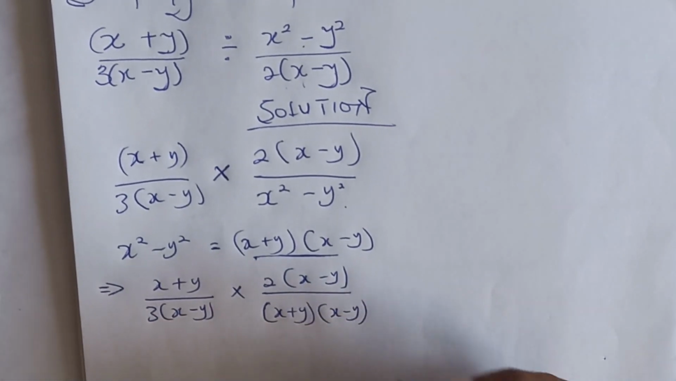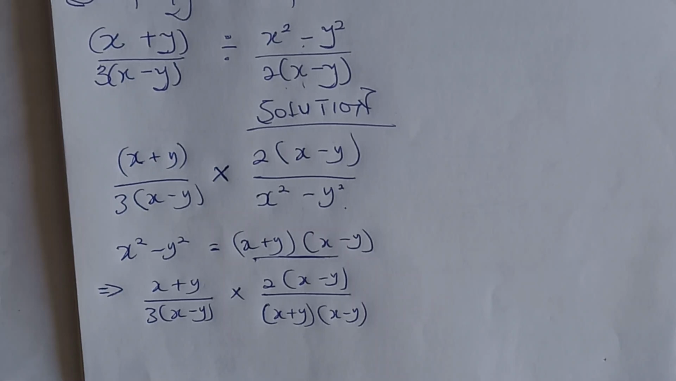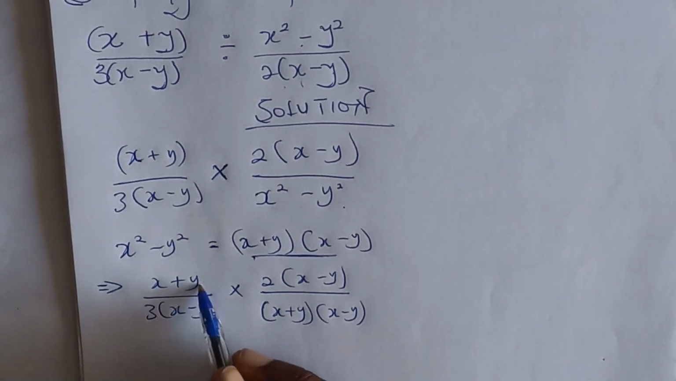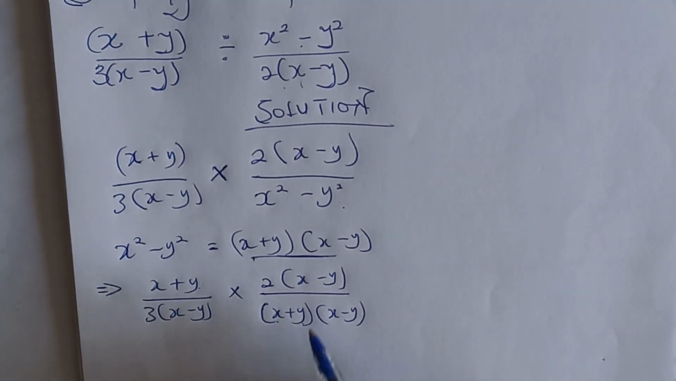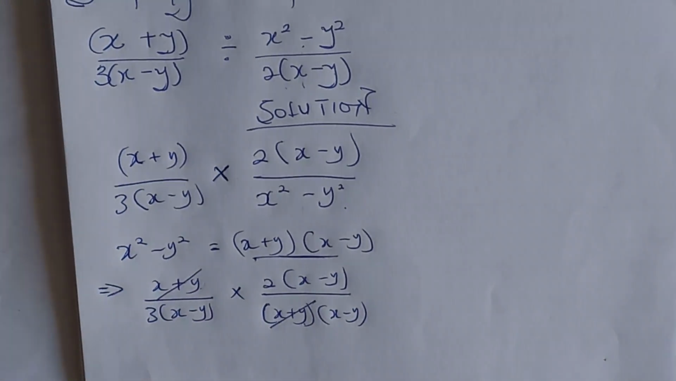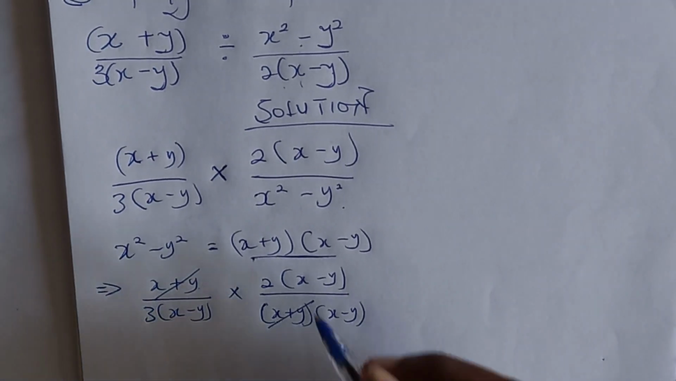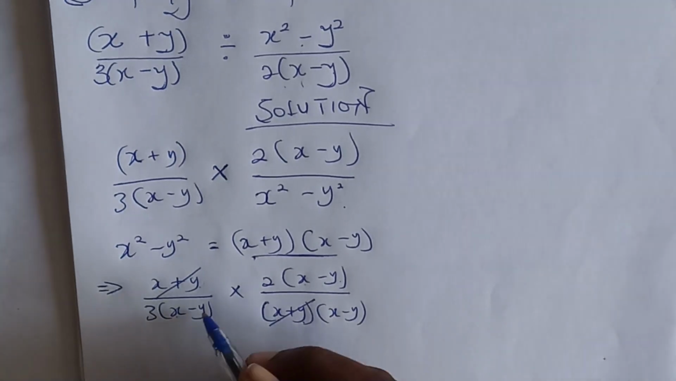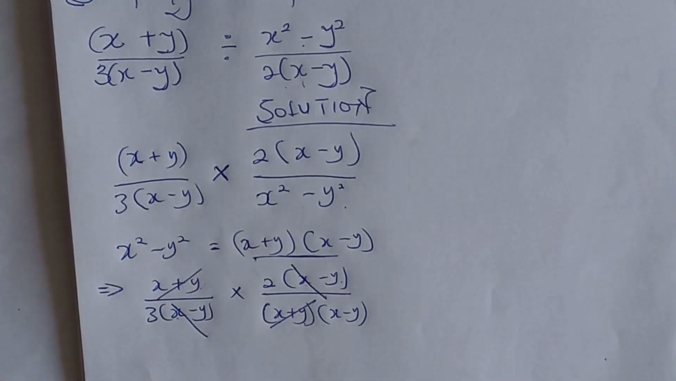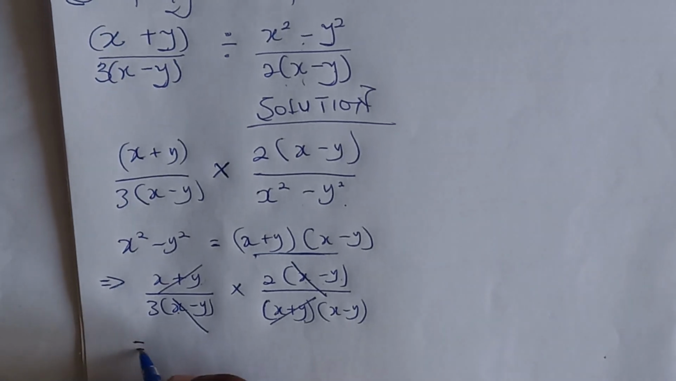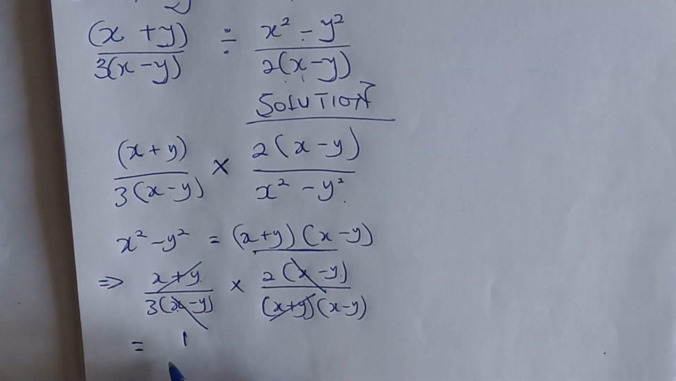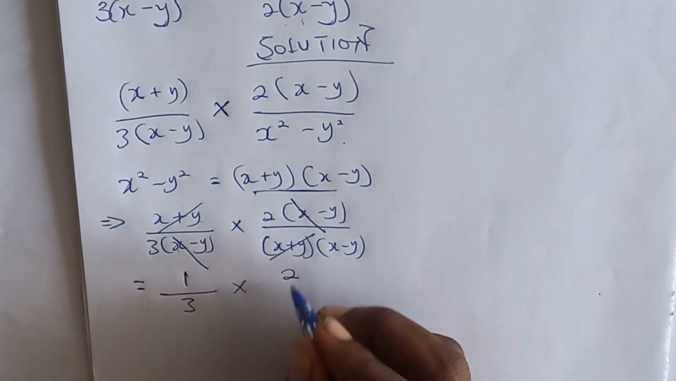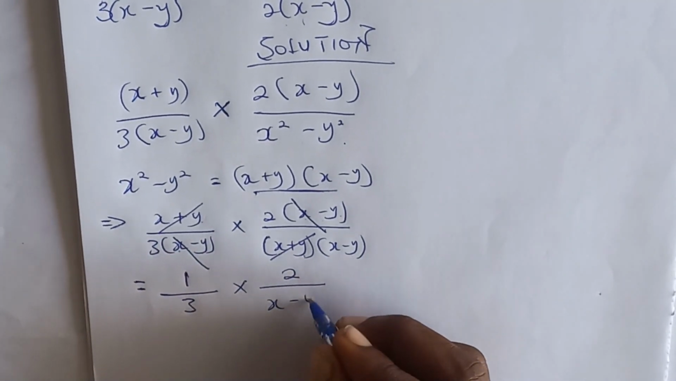(x minus y). Good. So with this, we can cancel out some terms. Consider x plus y can cancel x plus y. So just cancel out. Then x minus y will cancel out x minus y here. So we are going to get this. So our expression becomes 1 on 3 multiplied by 2 on (x minus y).